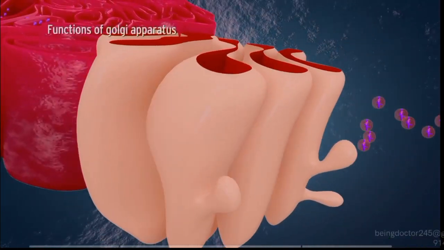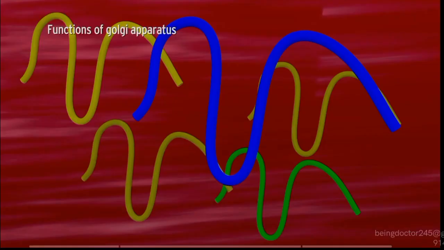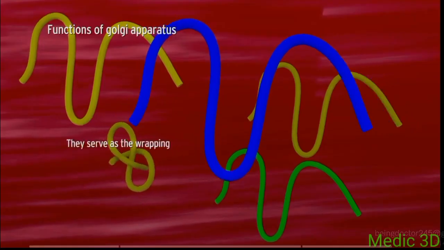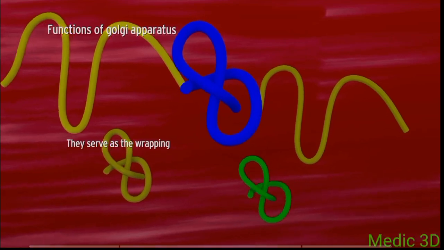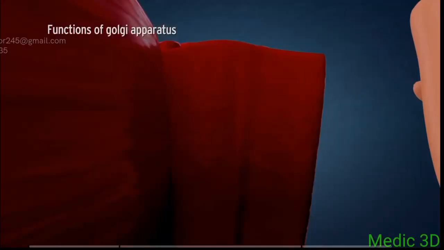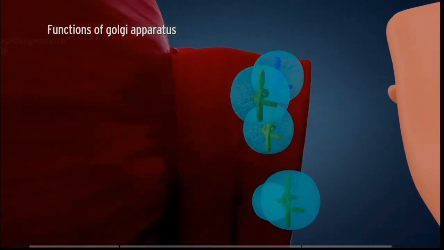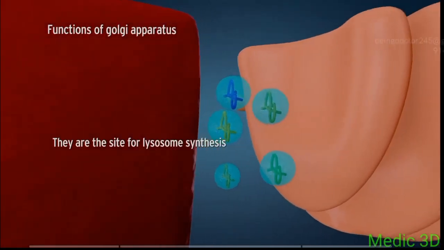Functions of Golgi apparatus. They serve as the wrapping and packaging department of the cell. They are the site for lysosome synthesis.